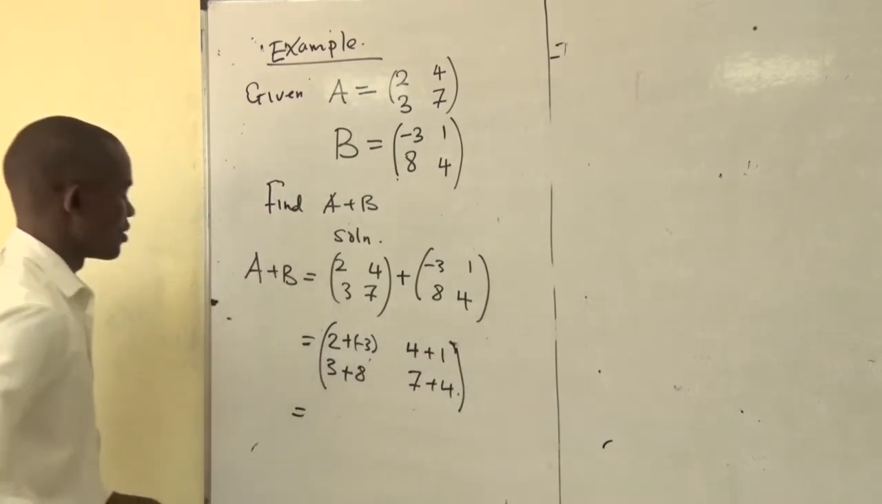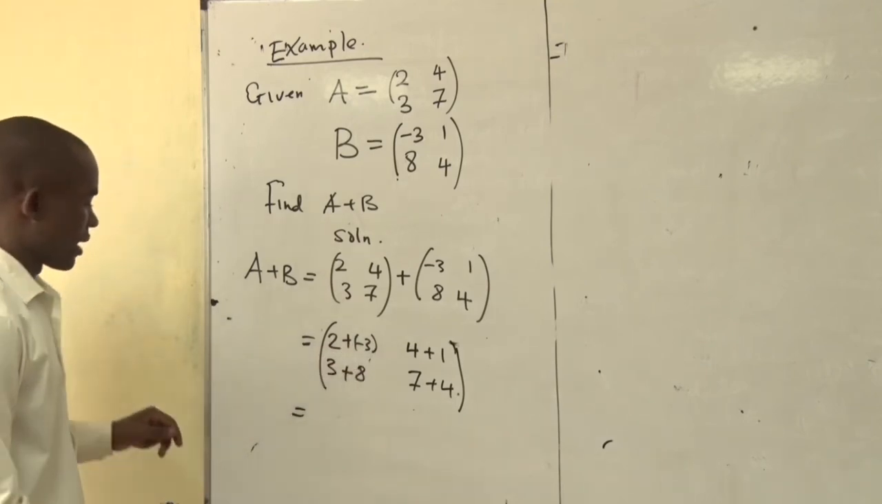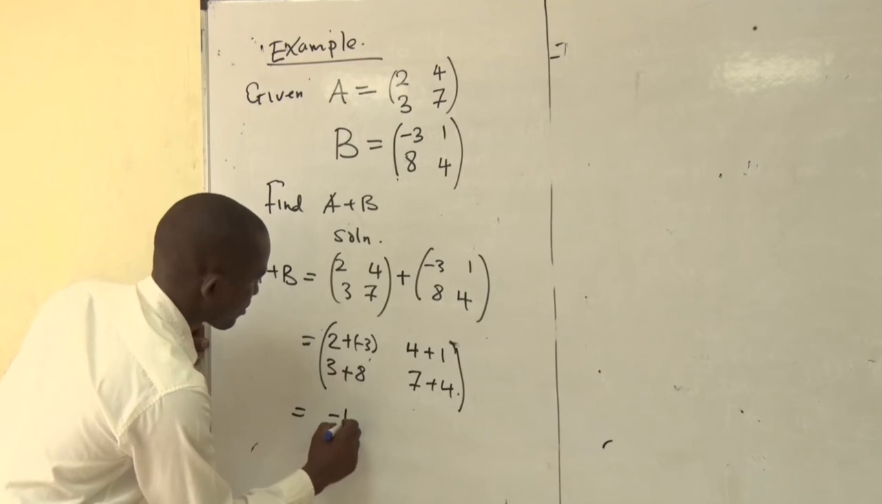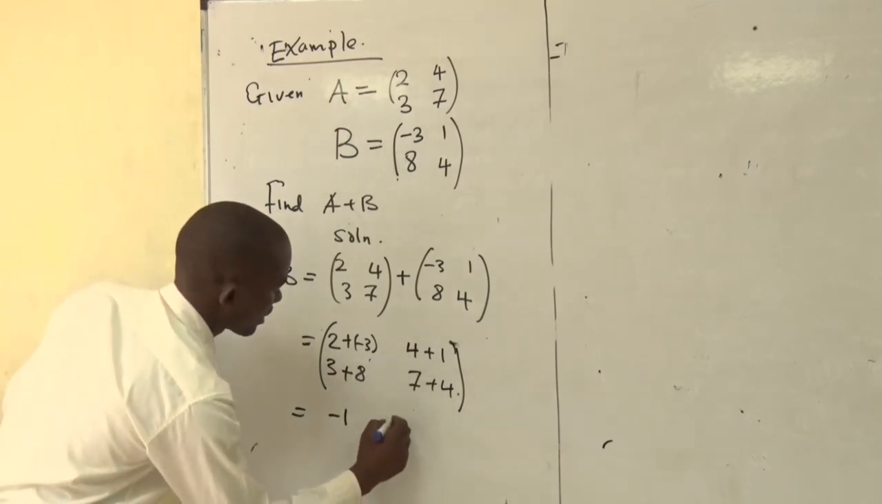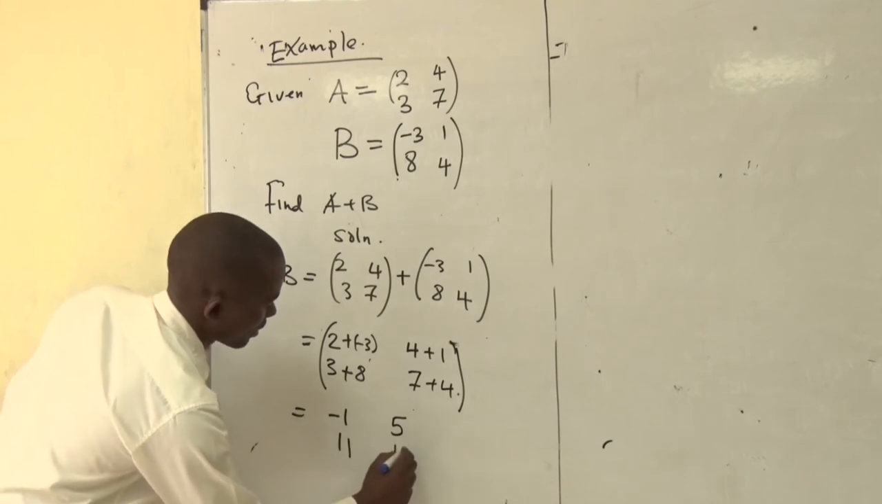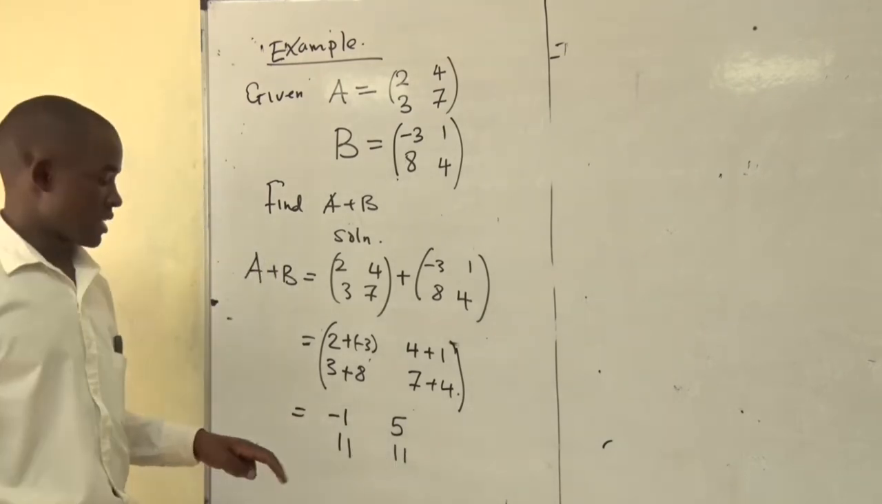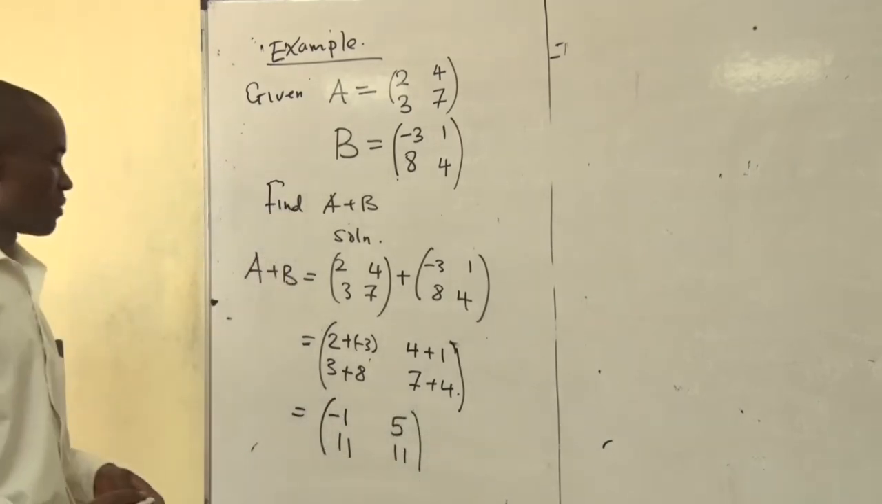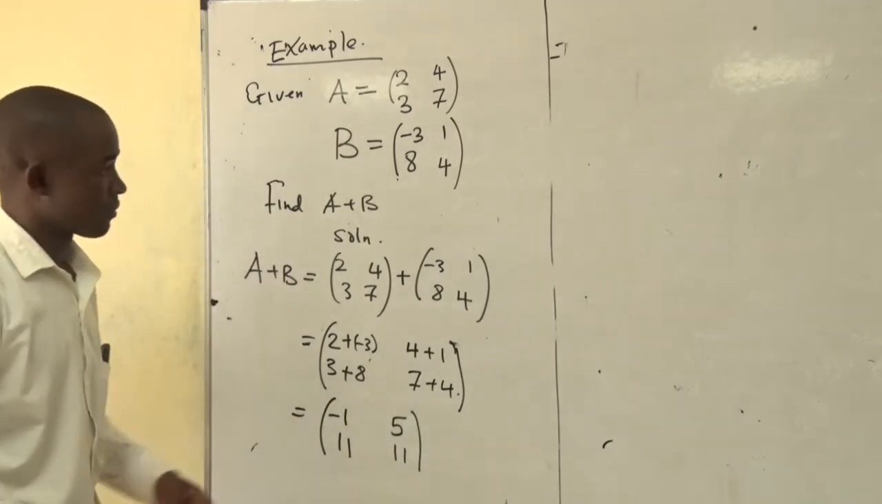The next thing you do is to add. 2 minus 3, you will get minus 1. 4 plus 1, you get 5. 3 plus 8, you get 11. And this one is 11. So when you are summing, that is what you get. So the sum of that matrix will be given by that.